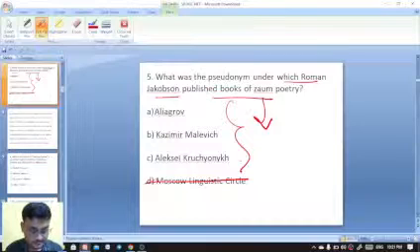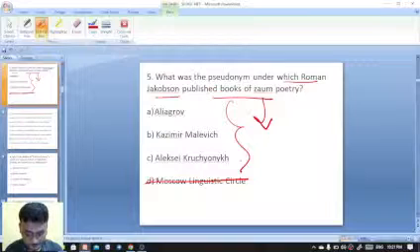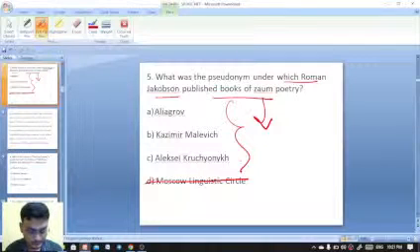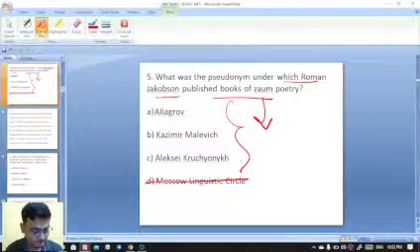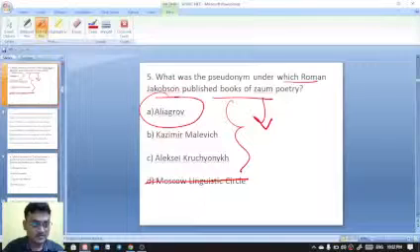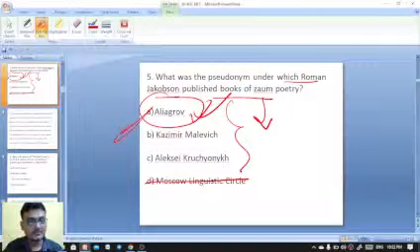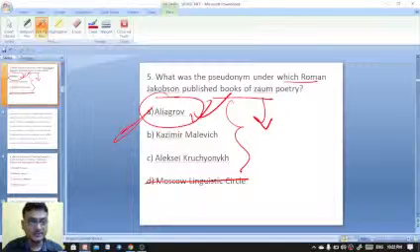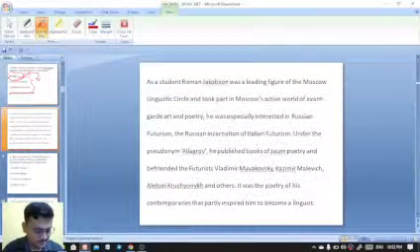Have you heard the pseudonym even of Roman Jakobson earlier? Exactly, Saurav. It's Allegro. Exactly, Beauty. So A is the right answer. Roman Jakobson has published books of German poetry under the pseudonym Allegro. And here is the explanation.